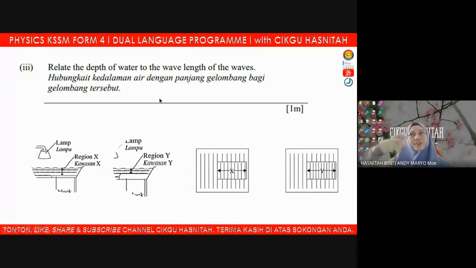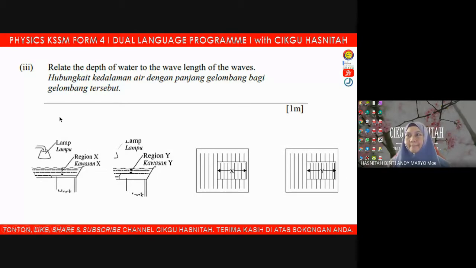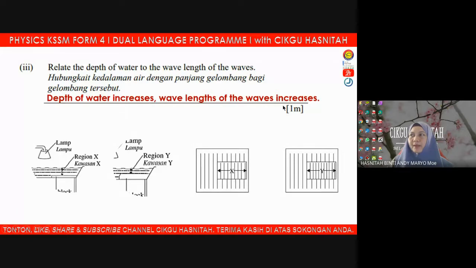What is the relationship between depth and wavelength from the previous diagram or from the previous observation you wrote? Directly proportional. Any other answer? What is your opinion? You can say depth of water increases, wavelength increases. Depth greater, wavelength greater. Or you can say depth of water is directly proportional to wavelength. Acceptable, as long as you show both increasing.